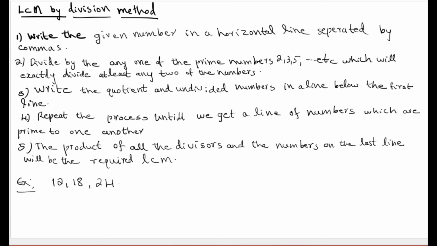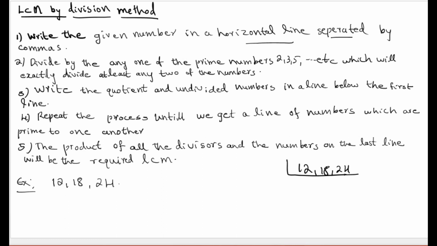This says to find LCM by division method, first you need to write the given numbers in a horizontal line separated by commas. Here see given numbers 12, 18, 24. You need to write these numbers in a horizontal line. Here I will take, see, 12, 18, 24. Okay. Here I am taking a horizontal line, right? Write the given numbers and the numbers are separated by commas. Okay, that's the first step.